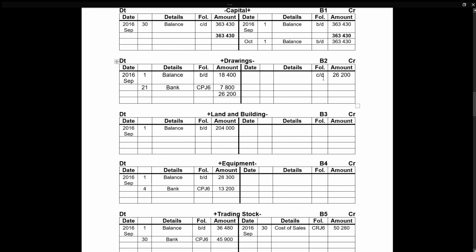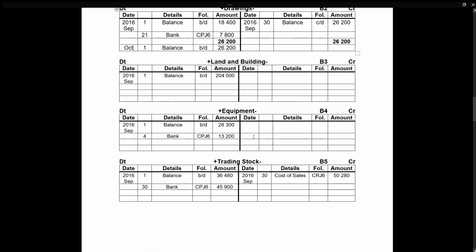My details will be balance. And this would have taken place last of the month, September 2016. Let's total my smaller side, 26,200 rand. My debit side equals my credit side, therefore I've done it correctly. My new opening balance will be 26,200 rand, brought down. Details will be balance on the first day of October, first of the next month.